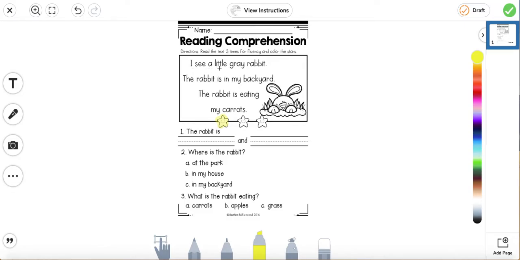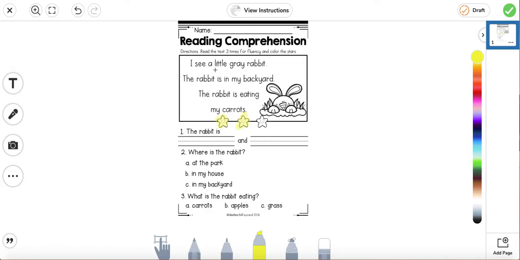I see a little gray rabbit. The rabbit is in my backyard. The rabbit is eating my carrots. I colored another star. Let's read it one more time.